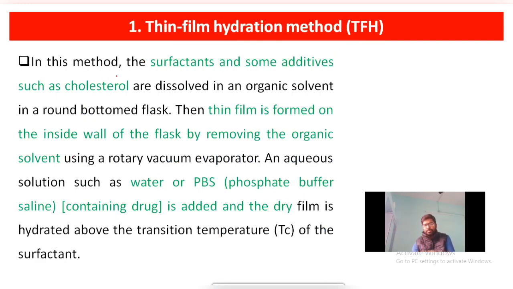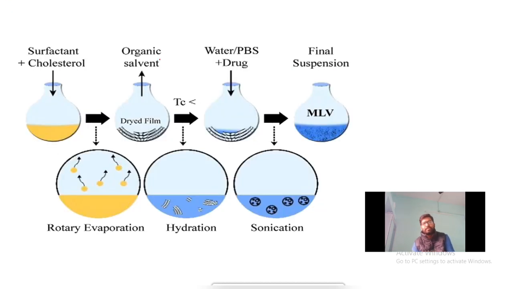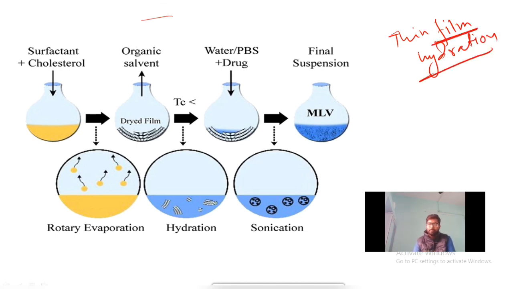Okay, so let's see what is thin film hydration method. See the image very carefully. In case of thin film hydration method, what is the name? Thin film hydration method. That means you have to first prepare a thin film. Okay, after that you have to add water, because it says hydration. So you have to first prepare a thin film, then you have to add water.